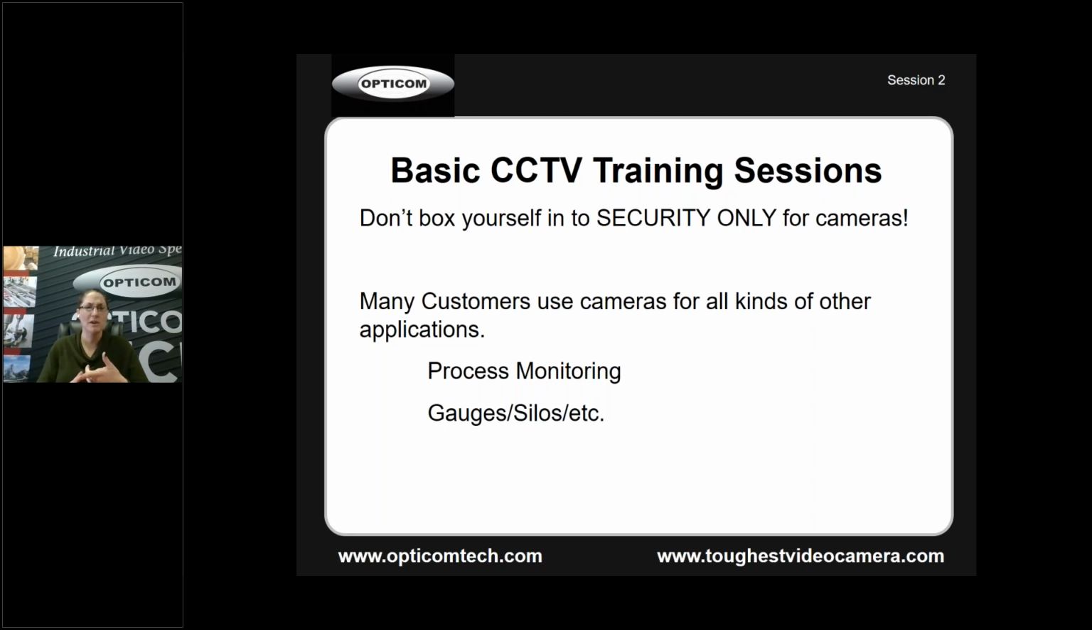They're worried about troubleshooting whenever something happens on a whole conveyor and something gets jammed up. They want to see what happened, right? They want to be able to go back and go frame by frame and look at that. So don't box yourself into security. If you go to an industrial site, and they're saying, oh, well, maybe we need cameras, don't immediately be like, oh, we'll put them on the outside and we'll watch the gate and things like that. So you want to make sure you're thinking about other things, process monitoring, gauges and silos.